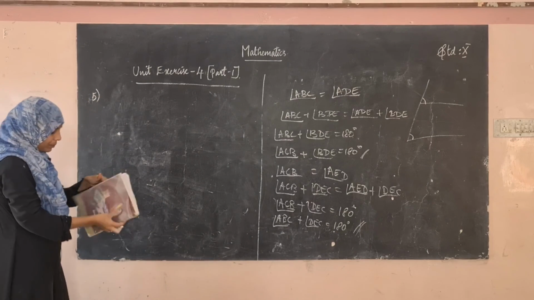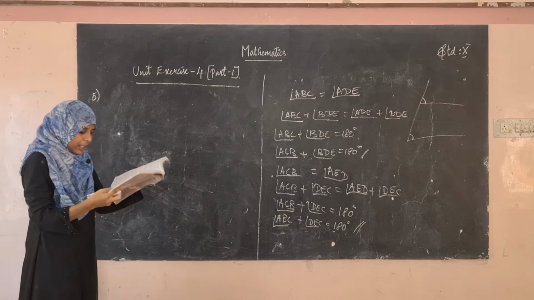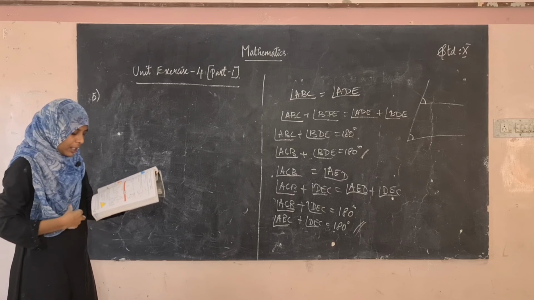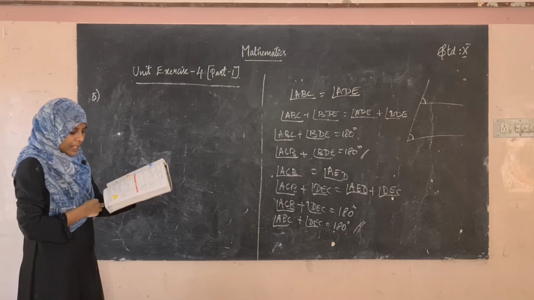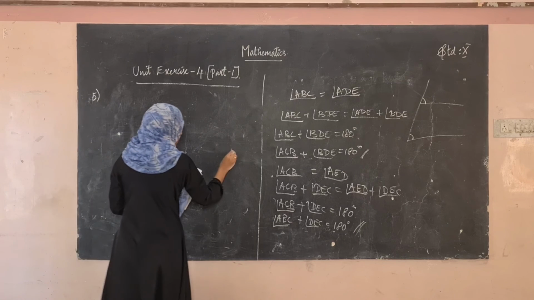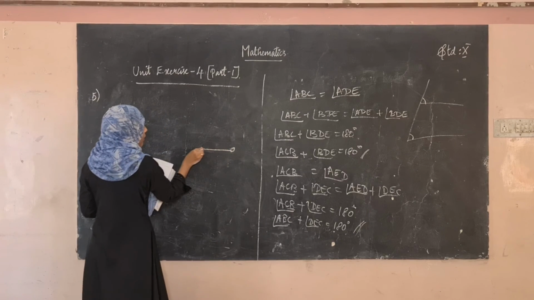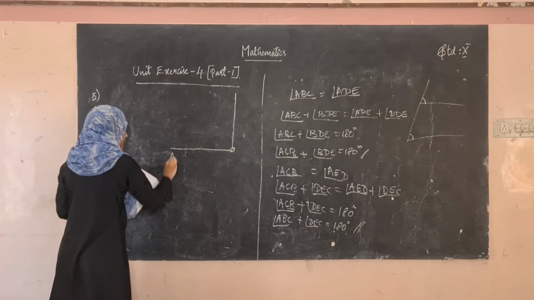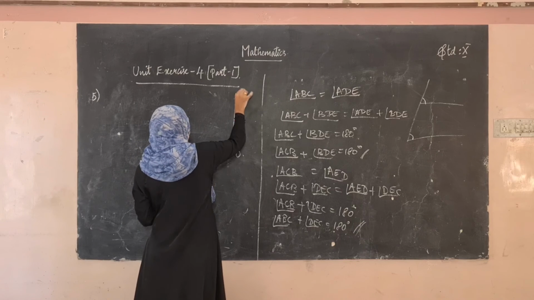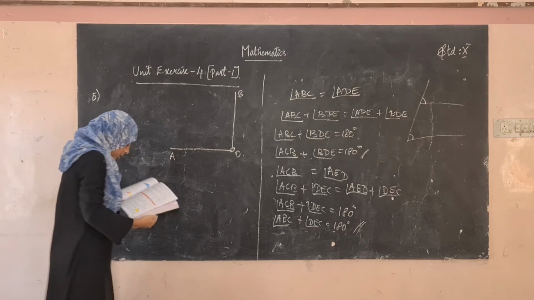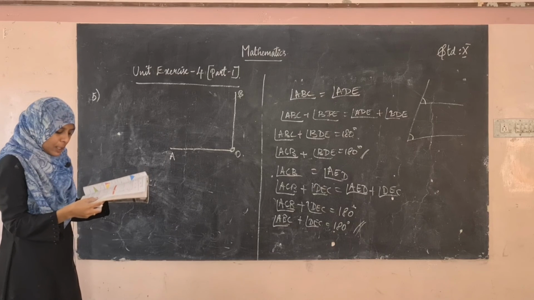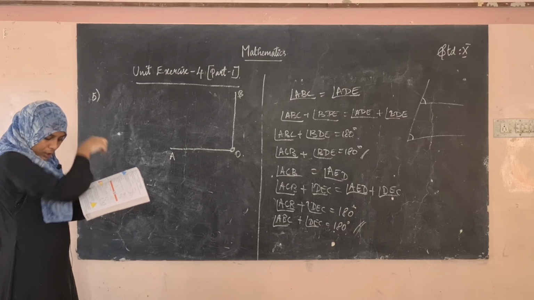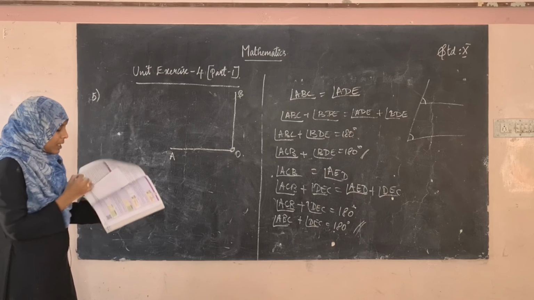So, what's the question? Two trains leave a railway station at the same time. The first train travels due west and the second train travels due north. Let this be the station. Let the station be O, let this point be A and let this point be B. The first train travels at a speed of 20 km per hour and the second train travels at a speed of 30 km per hour. After 2 hours, what is the distance between them?